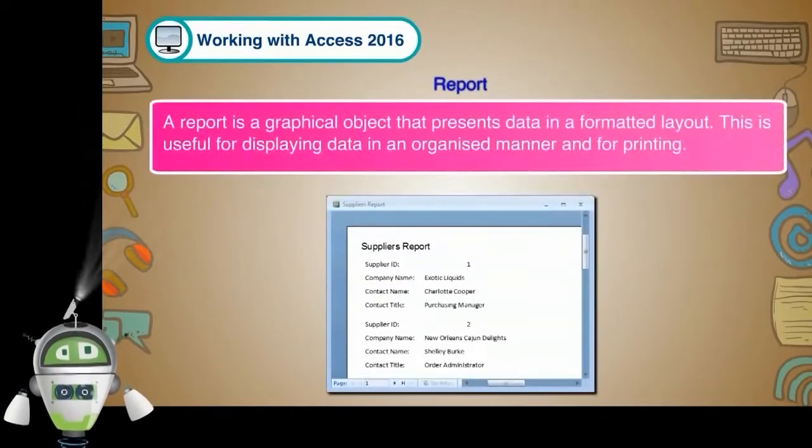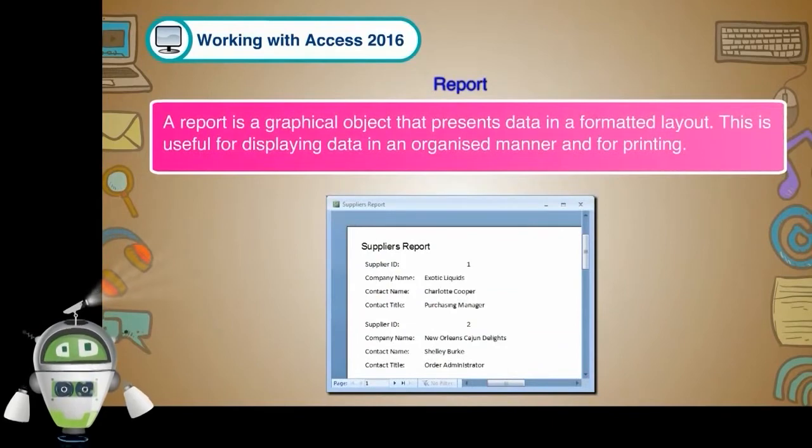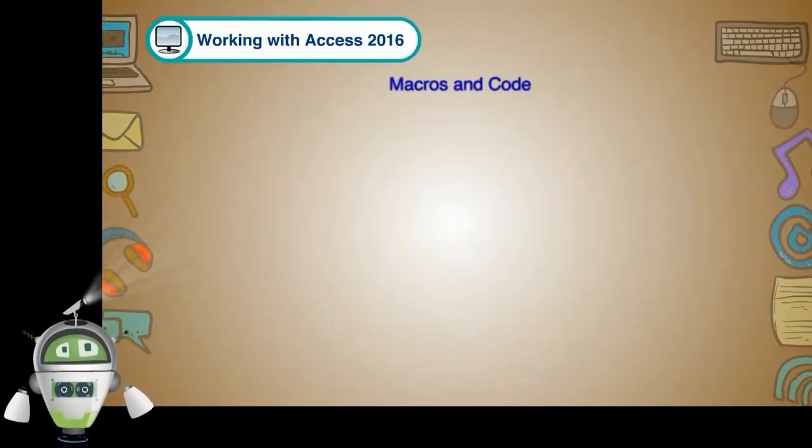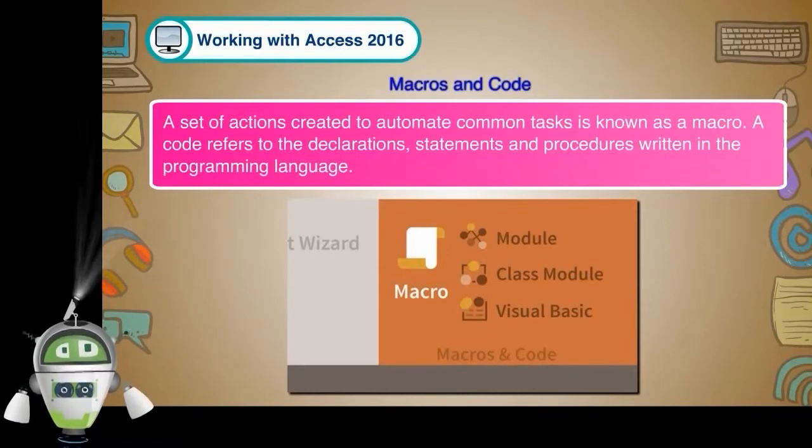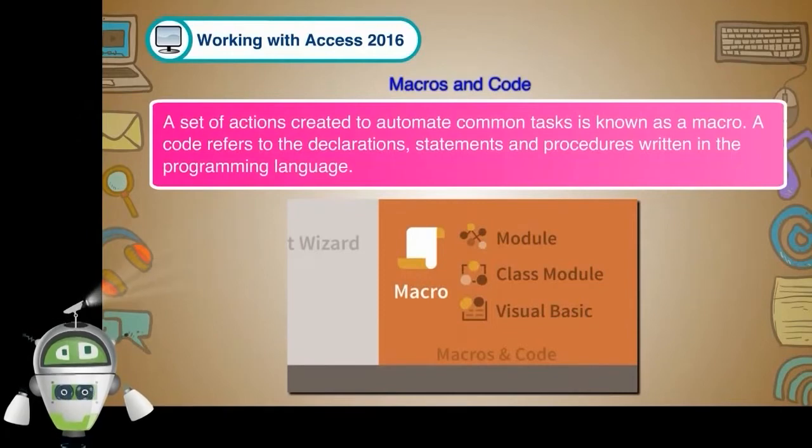Report. A report is a graphical object that presents data in a formatted layout. This is useful for displaying data in an organized manner and for printing. Macros and code. A set of actions created to automate common tasks is known as a macro. A code refers to the declarations, statements, and procedures written in the programming language.